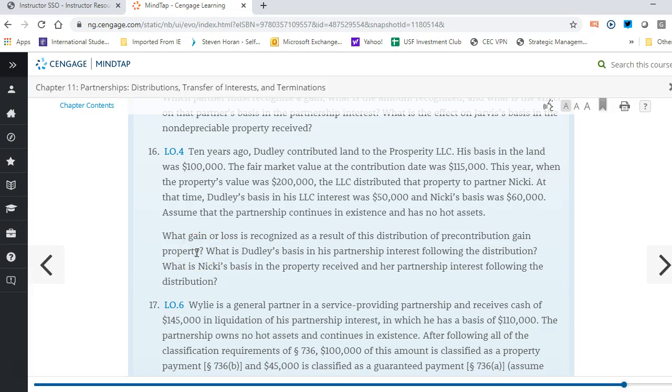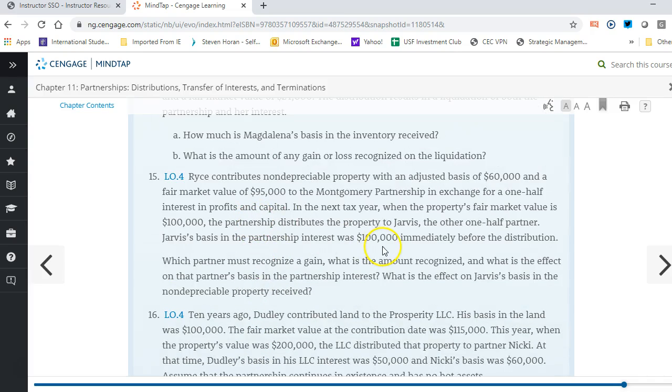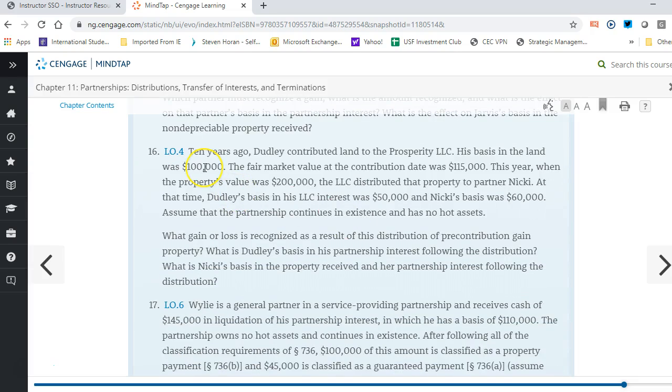Answer that one first. And the key with this one, and what makes it different than question 15, is the timing. In 15, it was in a year. In 16, it was 10 years ago. So that 7-year rule has now passed. And so after 7 years, there is no pre-contribution gain anymore. So that's just waived. There's no issue there at all. So no gain or loss is recognized on the distribution. Okay. The second part of the question, what is Dudley's basis in the partnership interest following the distribution? It's still $50,000. Okay, so that didn't change.